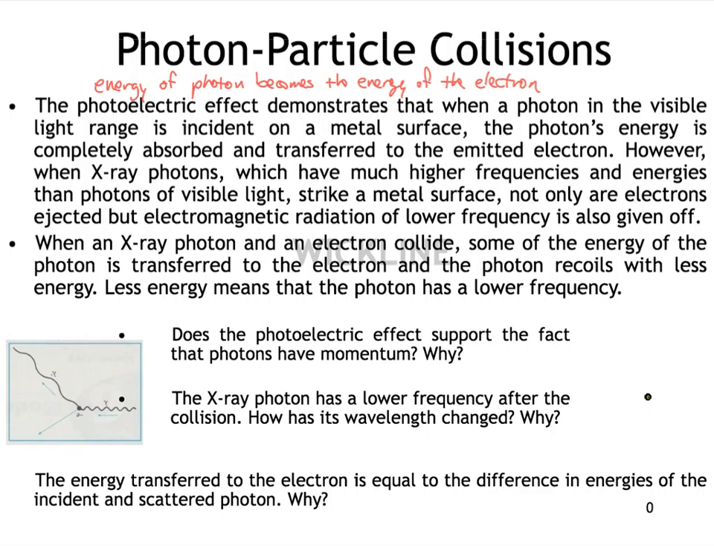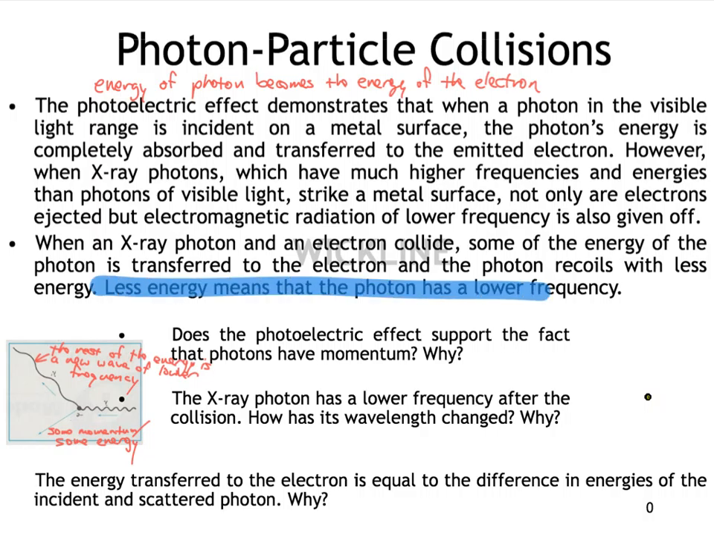You can see a diagram of that here. Here's the original wave packet coming in, strikes the electron. The electron takes some of the momentum and some of the energy, but it also releases the rest of the energy, or the remaining energy, in a new wave of lower frequency. So you can find literature support of that idea here. Less energy means that the photon has a lower frequency. So does the photoelectric effect support the fact that photons have momentum? Yes, because it imparts the momentum to the electrons. But in the case when an X-ray will strike an electron, the electron can't absorb all of that energy, and therefore it releases another wave of lower frequency.